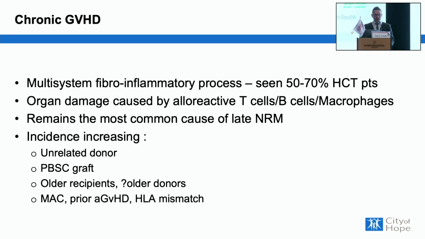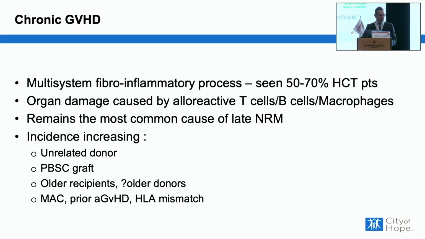Chronic graft-versus-host disease is a multi-system fibroinflammatory process seen in 50 to 70% of transplant patients. Organ damage is caused by alloreactive T cells, B cells, and macrophages. It remains the most common cause of late non-relapse mortality. And we have seen an increase in the incidence and severity of this disease in the last couple of decades.